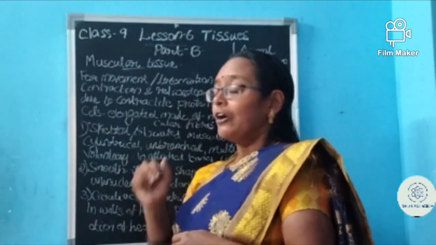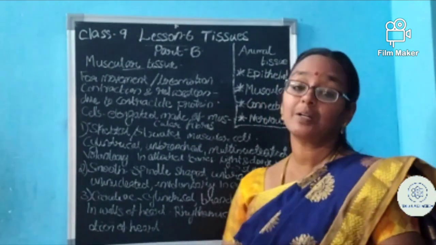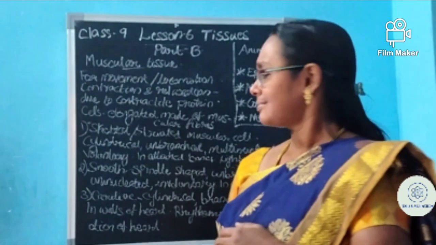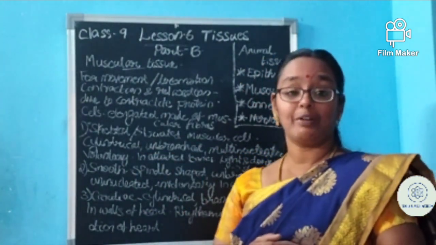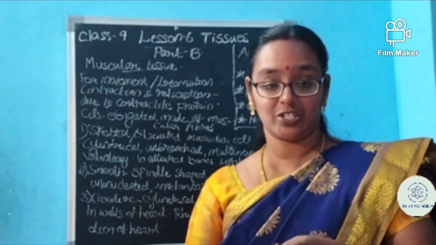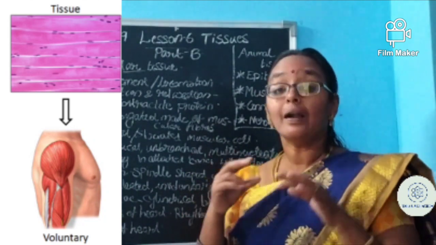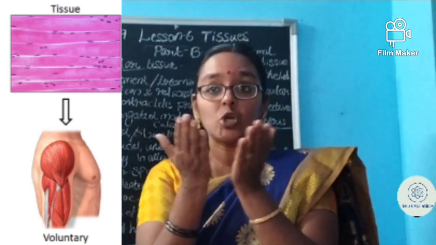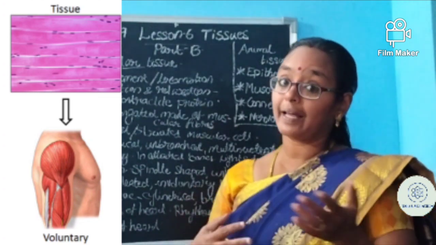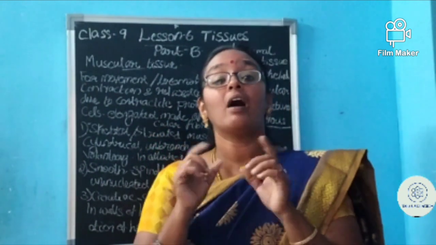Okay, ma'am? First is skeletal muscles, or we say striated muscles. What are the specialties of that? It is cylindrical in shape, and they are unbranched. The cells do not have any branches, unbranched and multinucleated. They will be joined and have multiple nuclei. And the fourth and important point is they are voluntary.